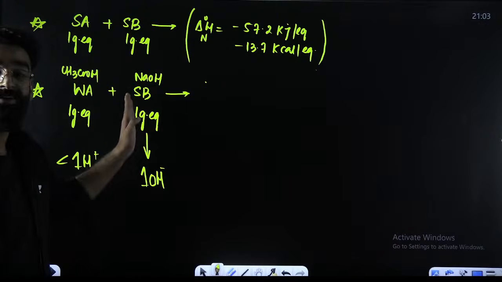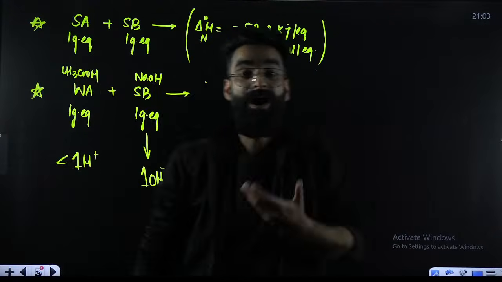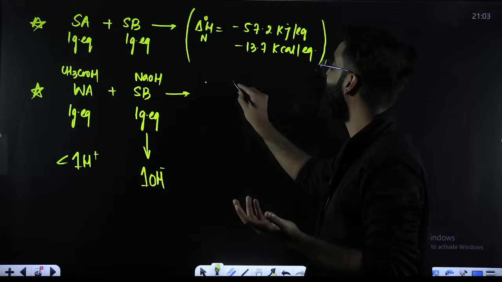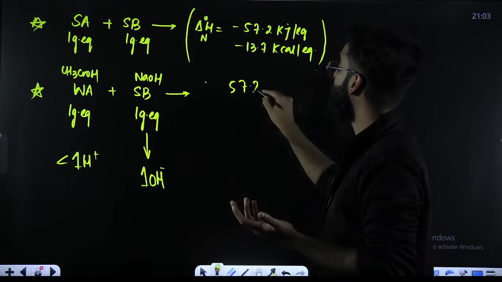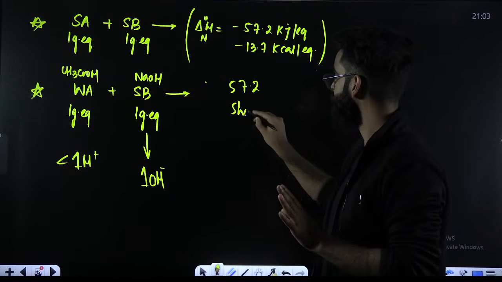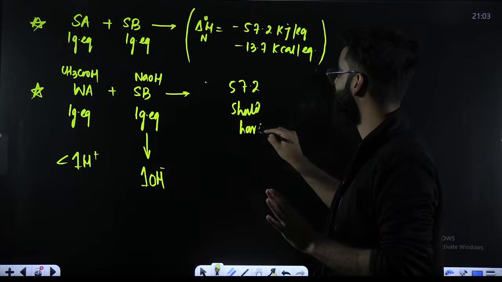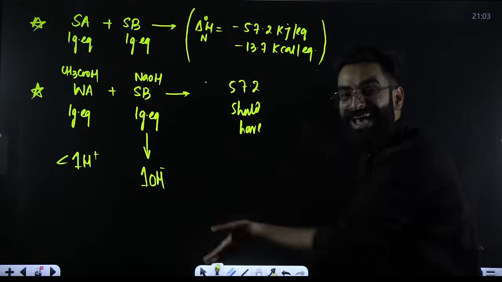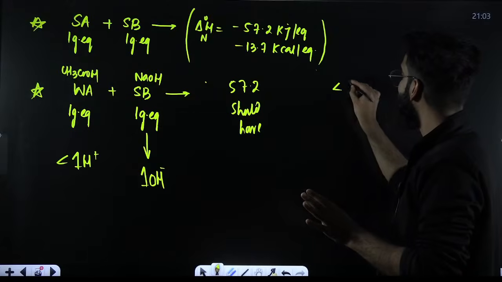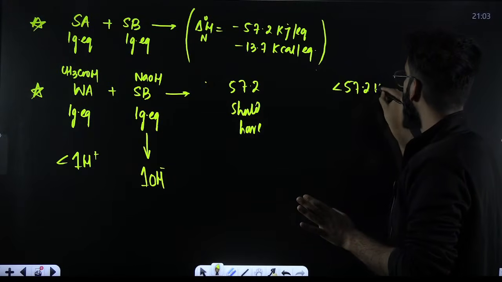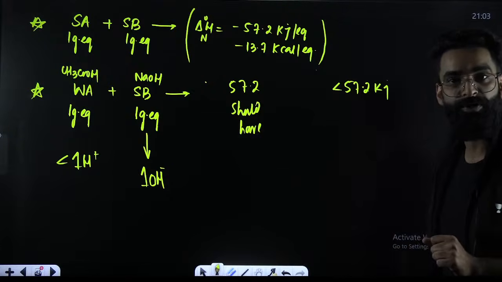What was I expecting? How much heat should have got released? This much heat should have got released. But in reality, how much heat will be getting released? Less than 57.2.